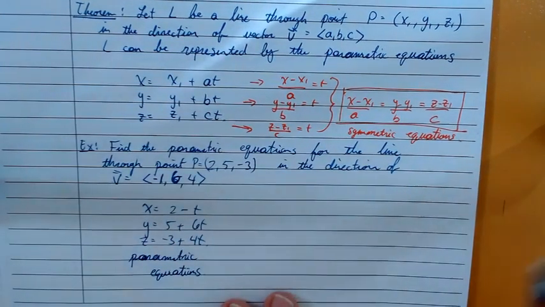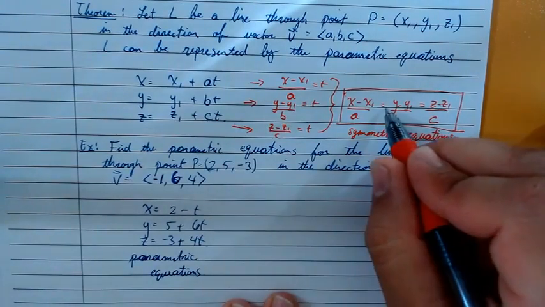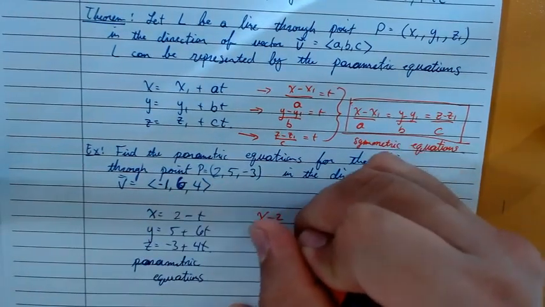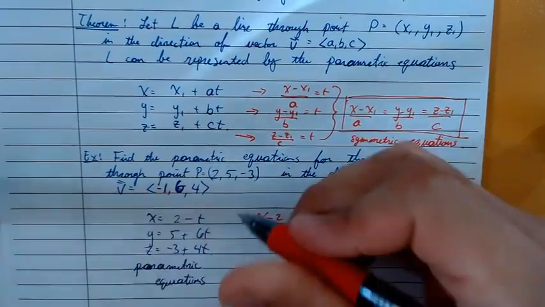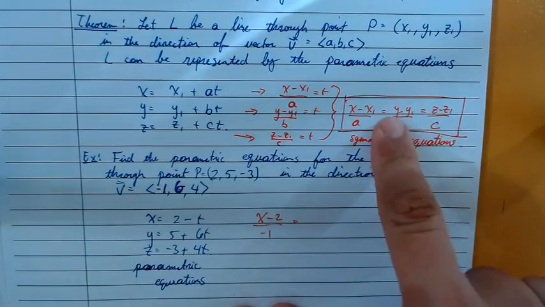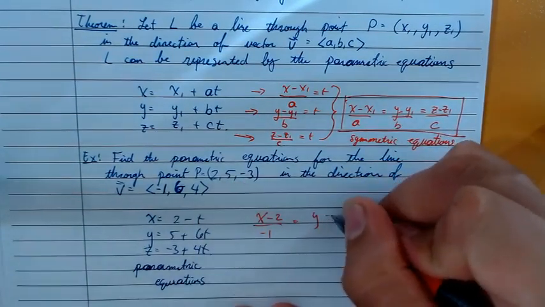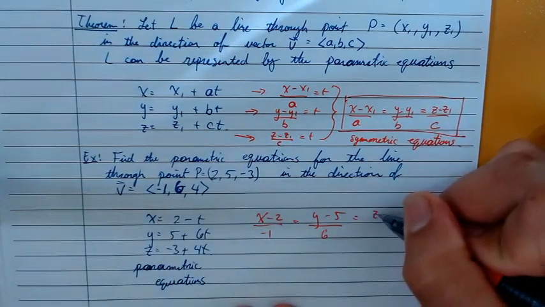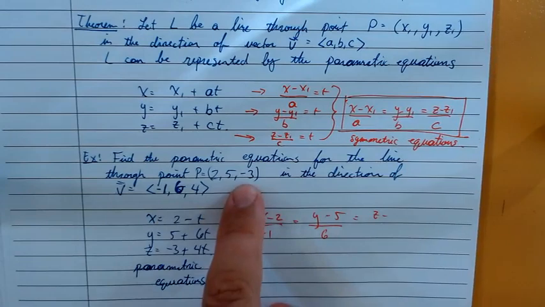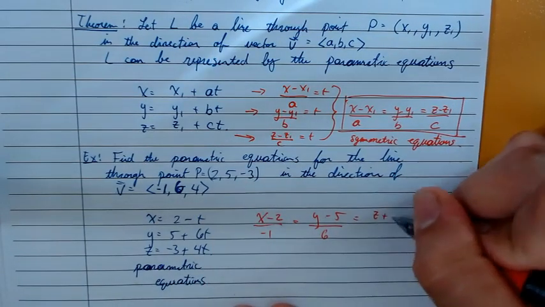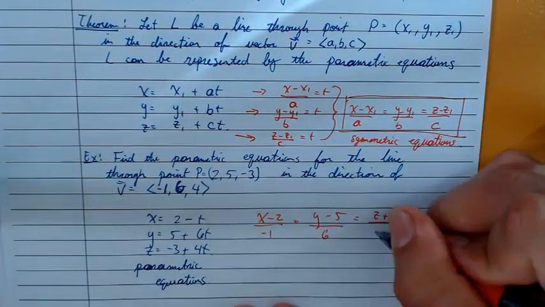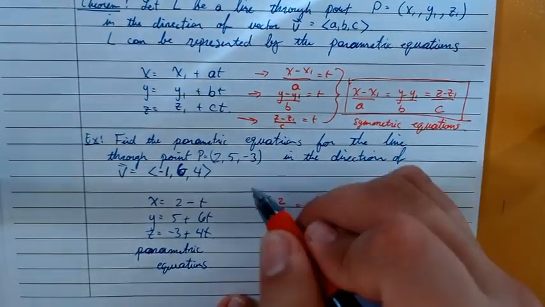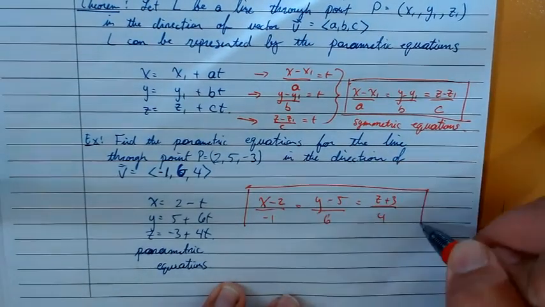However, if the question was to find the symmetric equations, it would look like this. X minus, again, your x1 over your a, which is negative 1, equals y minus your y1 over your b equals z minus z1. Well, minus and minus, we can just say that's plus 3 over c, which is 4. This would be the incorrect answer for the parametric equations because these are not parameterized. This is the symmetric equations.